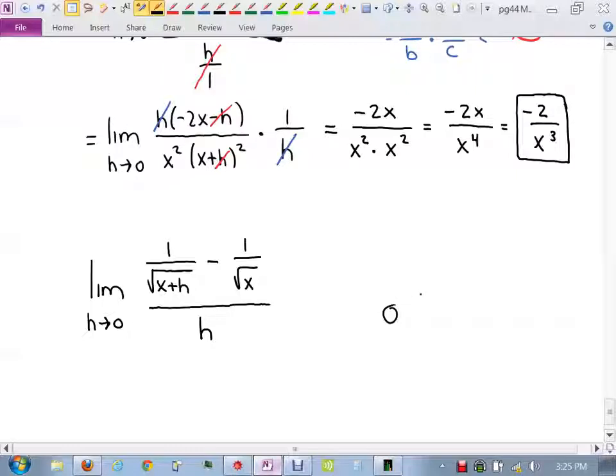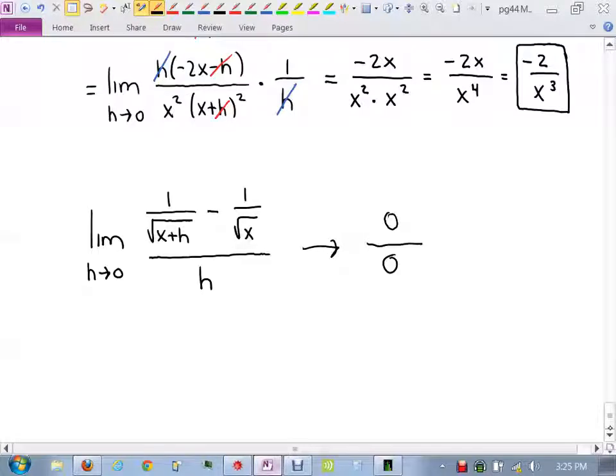Denominator is 0, right? What about the numerator? 0 also, right? So you have 1 over square root of x minus 1 over square root of x. Anything minus itself is 0. So that's not a good thing. It's a great thing. That means we get to use some algebra. But what would your instinct tell you to do here?